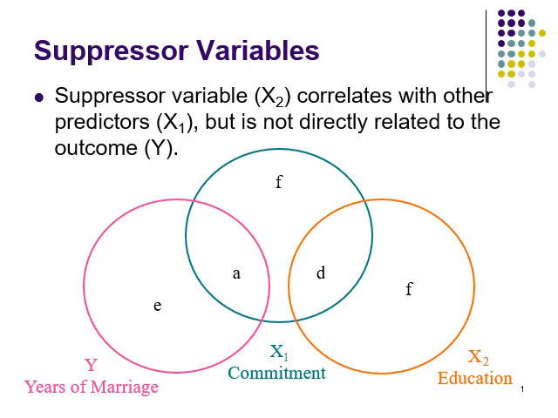So a suppressor variable correlates with other predictors, but is not directly related to the outcome. So that's the basic definition. But not all variables that are unrelated to the outcome are going to be suppressor variables. A suppressor variable becomes a problem when it actually becomes significant in the model when it wasn't significant by itself.